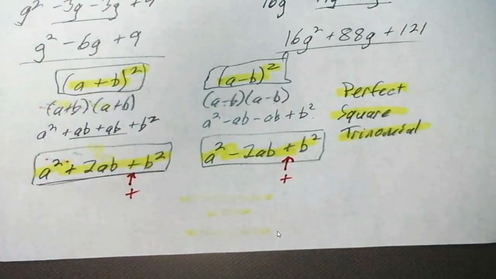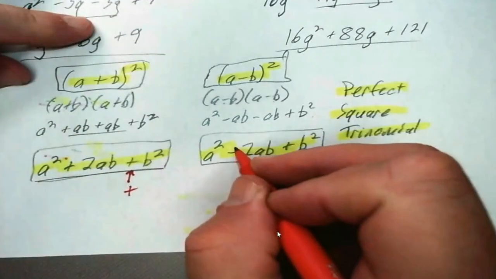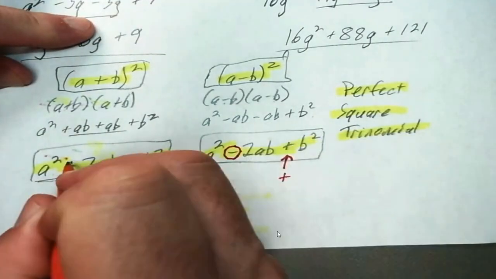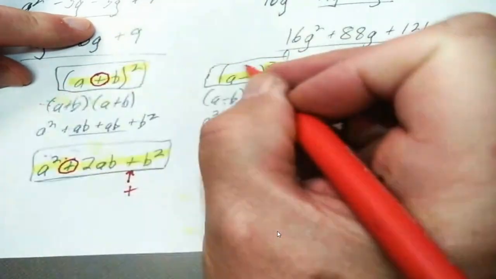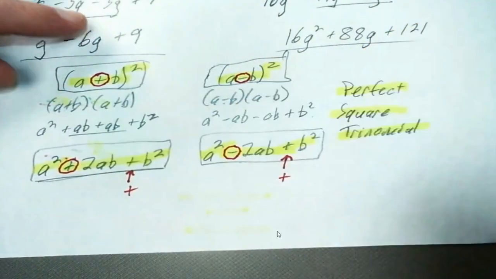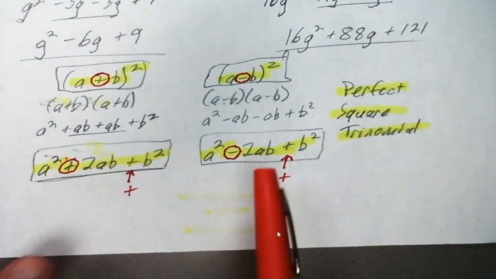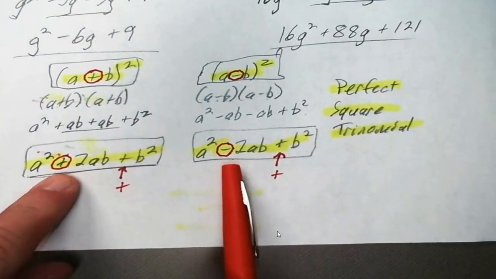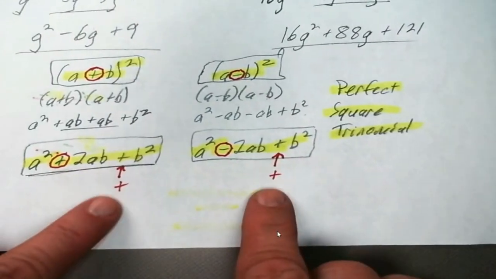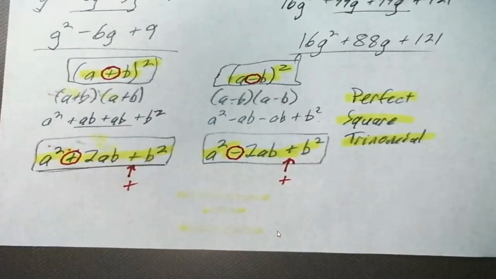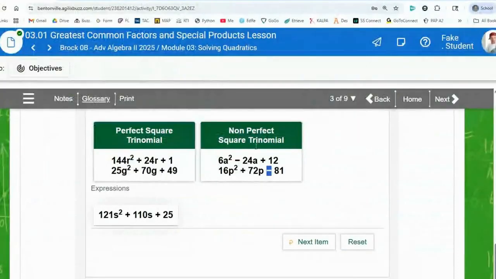Always positive. The only thing that's different is this, and it depends on what the original binomial is. That will be the same. This first sign will match that one. The second one is always a positive. That's a good reminder right there.